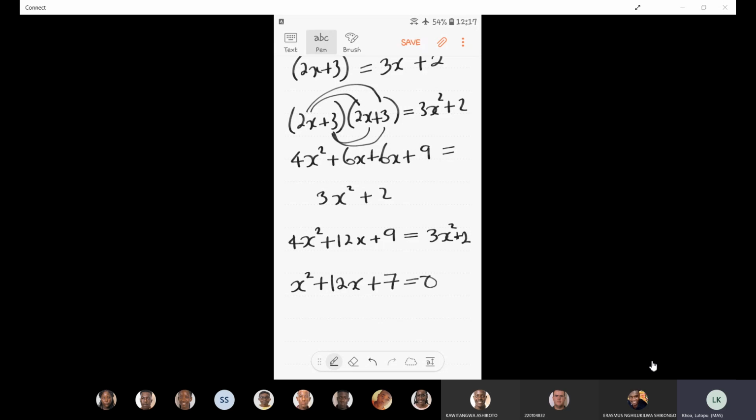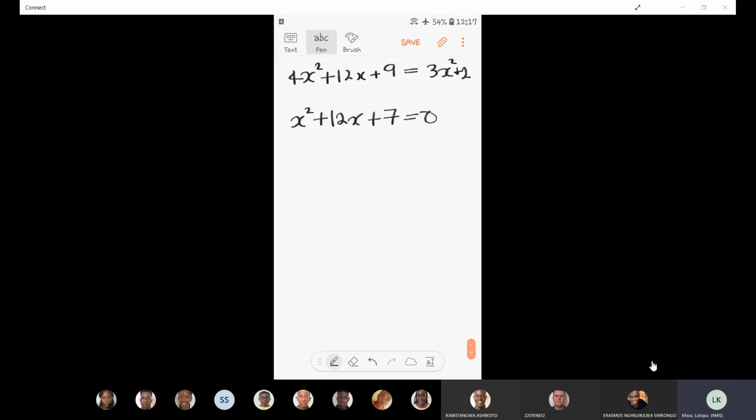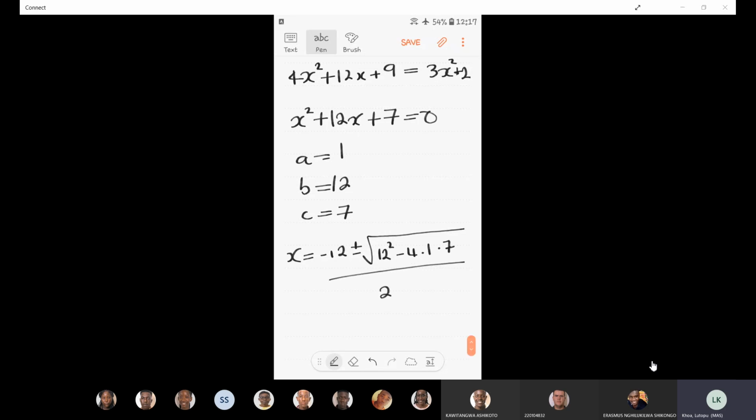Right, so this one cannot be factorized. So what you can do is use the quadratic formula. So we know that a is 1, b is 12, and c is 7. Then you just substitute. You'll get x is equal to negative b, which is negative 12, plus or minus the square root of b squared, which is 12 squared, minus 4 times a, then times c. And this is all divided by 2 times a, which is 1.